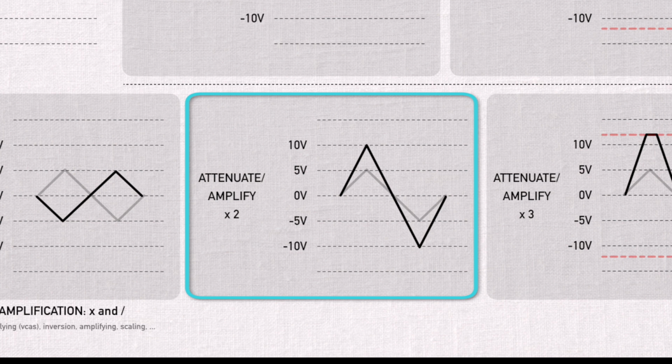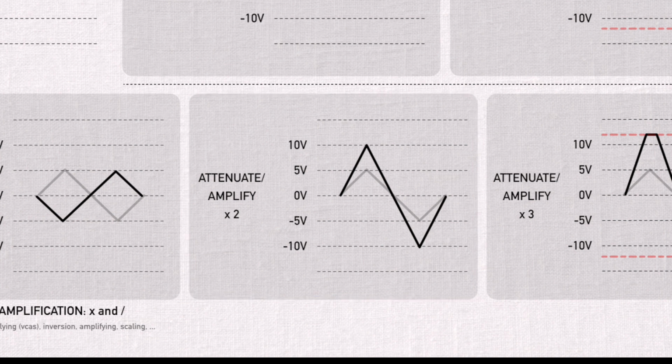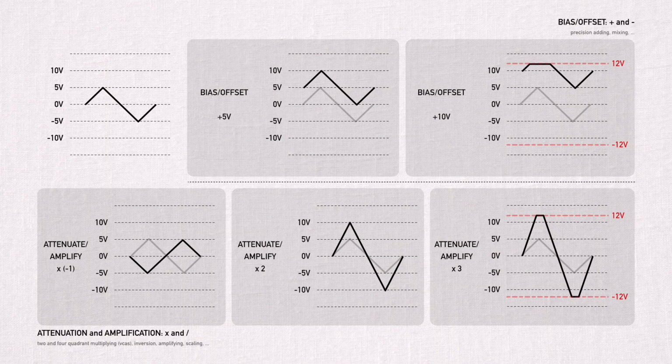So some VCAs amplify, and I'm not sure if they are called voltage controlled amplifiers, but I think they should be. And I haven't made a picture showing this, but if you attenuate a signal, it's just a multiplication by a number that's lower than 1. So I think you can imagine if we multiply a signal by 0.5, we end up with a signal that's only half as loud.